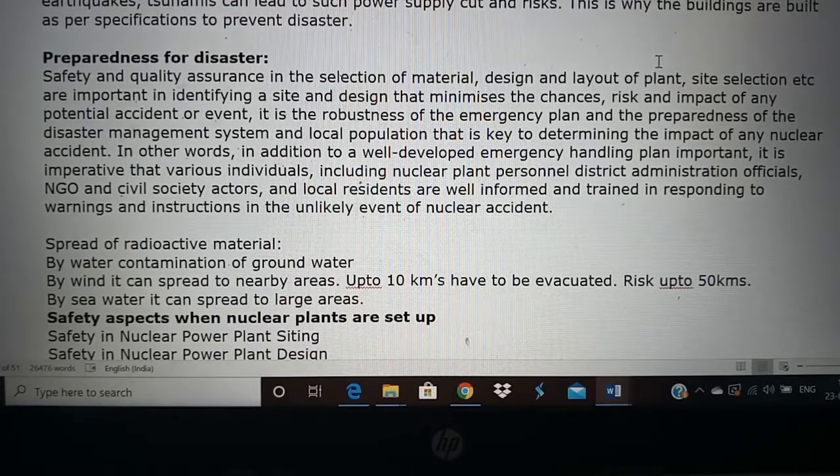So they will know what will happen when a nuclear accident happens, how the information will be passed on to the important people in the district, and how they convey the message to all the residents of the village, and this will help the people to get evacuated from that particular area. So what is the problem that can occur when there is a disaster, nuclear power disaster?